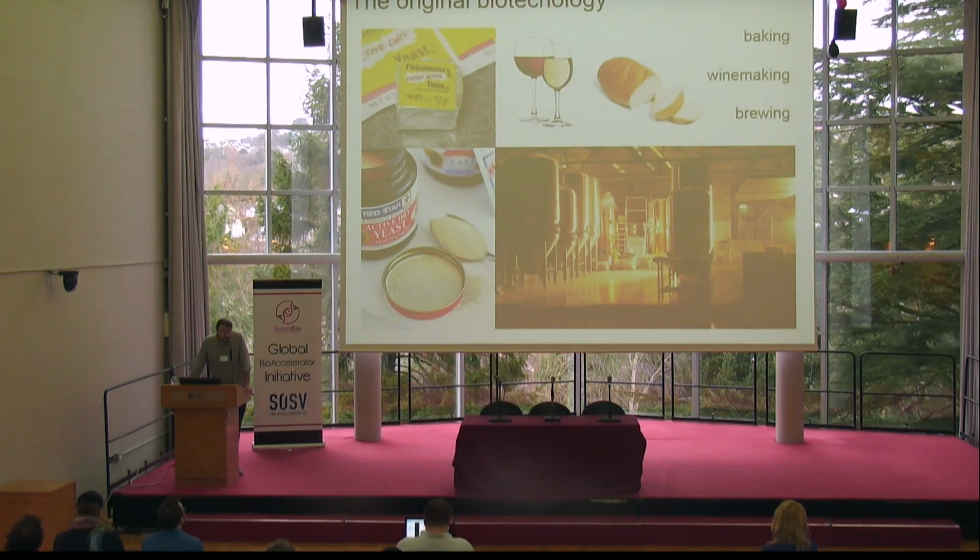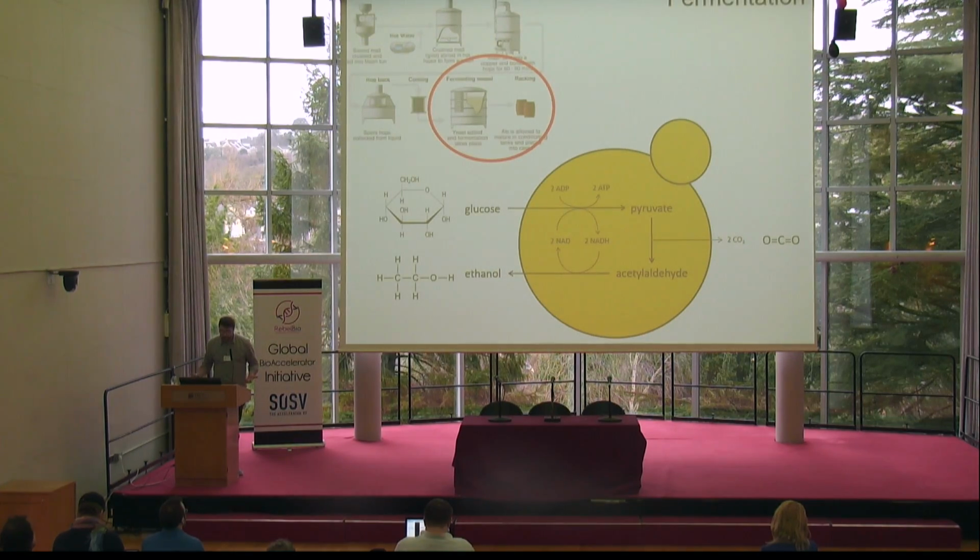So it's often described as the original biotechnology. In the region of 10,000 years, people have been using yeast to produce food, whether that's through baking, winemaking, or brewing. And the main reason for this that everybody is taught at school is that yeast performs a fermentation where it takes glucose and it converts it into ethanol via the release of CO2. And this is obviously a very handy process if you want to make alcoholic drinks or release CO2 into your bread dough to make it rise.